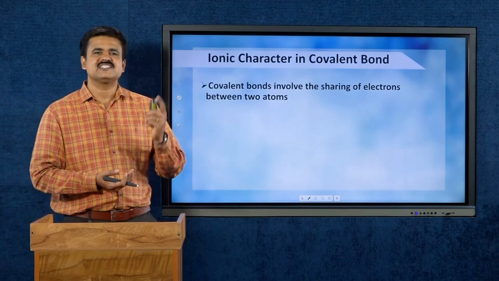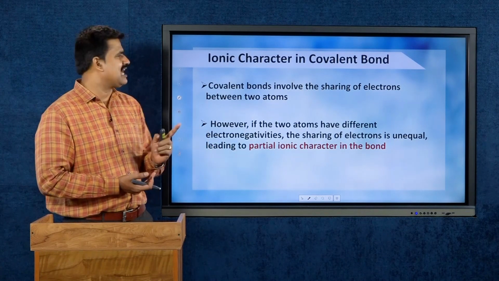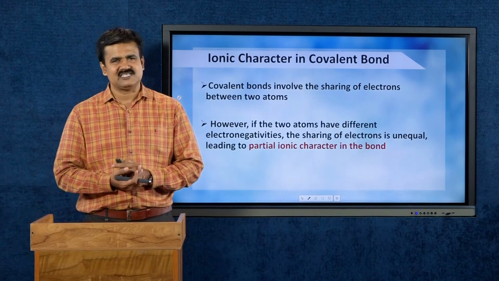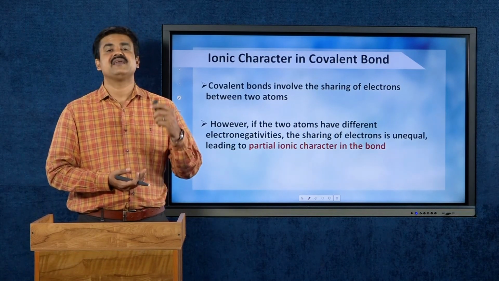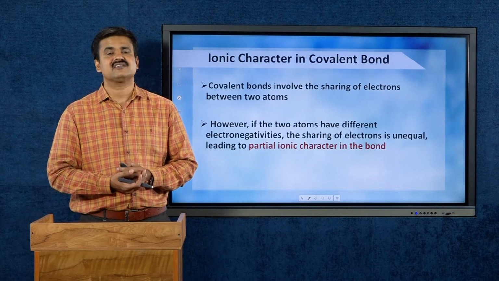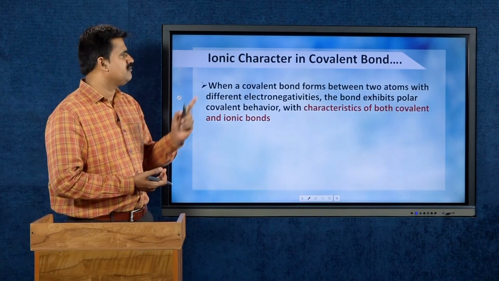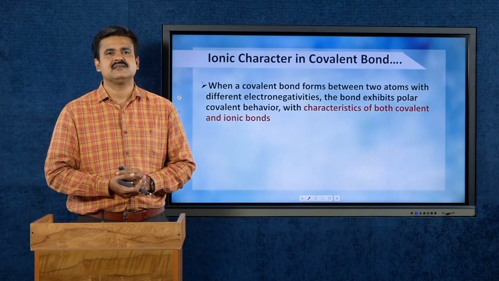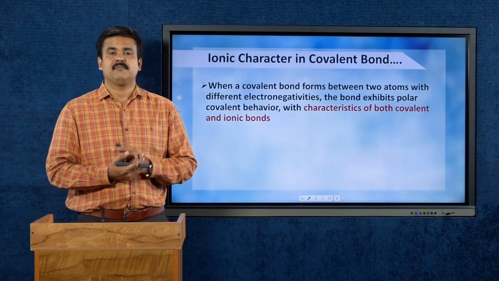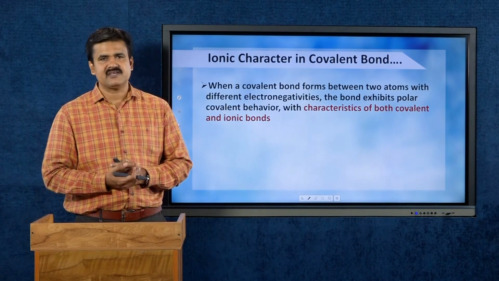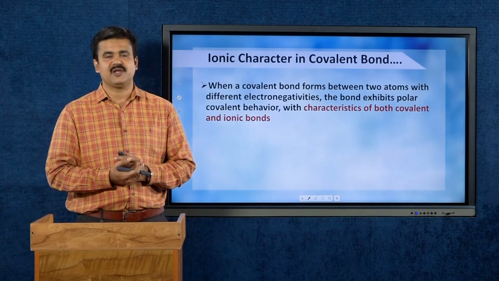Covalent bonds involve the sharing of electrons between the atoms. However, if two atoms have different electronegativities, the sharing of electrons is unequal, which may lead to partial ionic character of the bond. When a covalent bond forms between two atoms with different electronegativities, the bond exhibits polar covalent behavior, with the characteristics of both covalent and ionic bond.